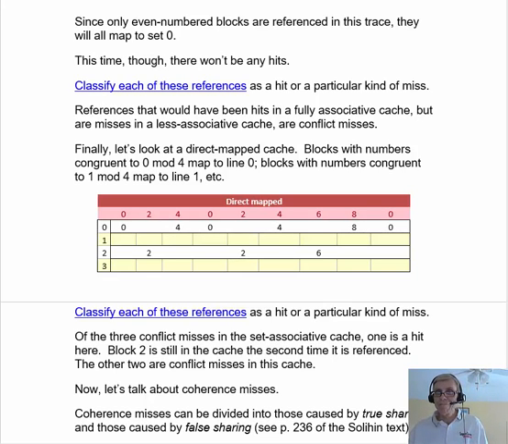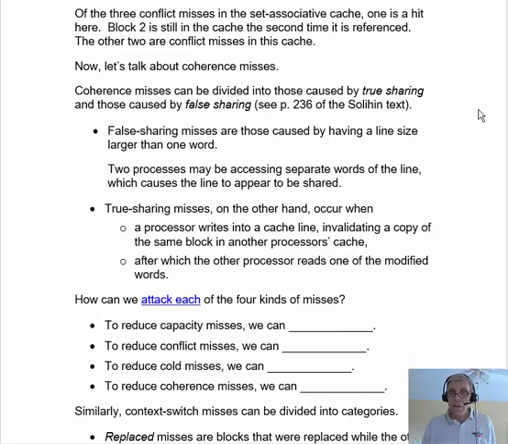Now let's talk about coherence misses. Coherence misses can be divided into those caused by true sharing and those caused by false sharing. False sharing misses can only occur in caches that have a line size greater than 1 word, which is actually all caches. The idea here is that 2 different processes or 2 different tasks are using different words in the same line, and when one of them writes one of the words, then the whole line has to be invalidated, but the other task was using a different word, so that word wasn't really changed, but it's disappeared from the cache because of a change elsewhere in the line.